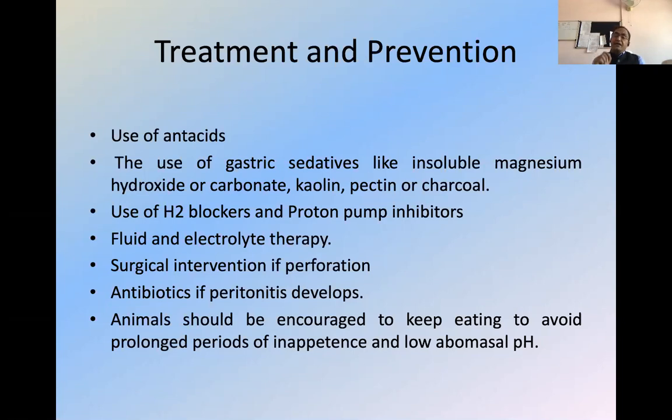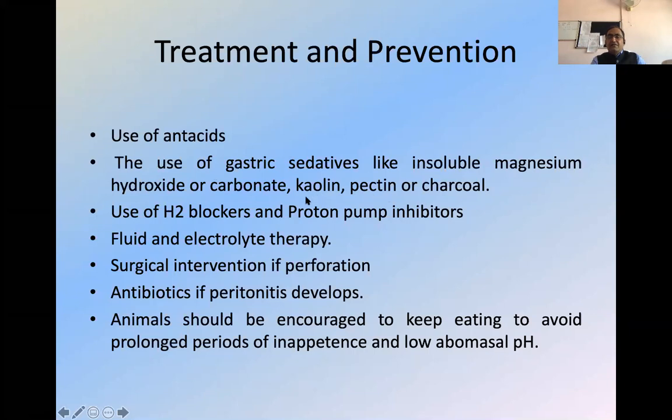Antacid is used when there is a chance of acidosis, a chance of preformed acid formation. If the animal is anorectic for a very, very long time, certainly there is accumulation of acidic substances in the abomasum. To neutralize that, we have to use antacid. That antacid contains many sedative substances so that some pain may be relieved, for example insoluble magnesium hydroxide. Sometimes we use a very soothing agent like kaolin and pectin.